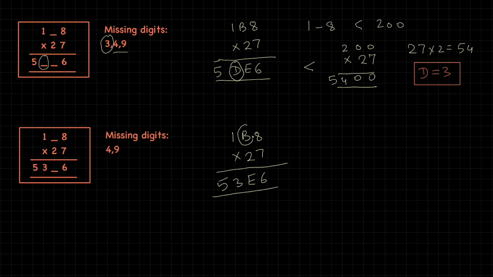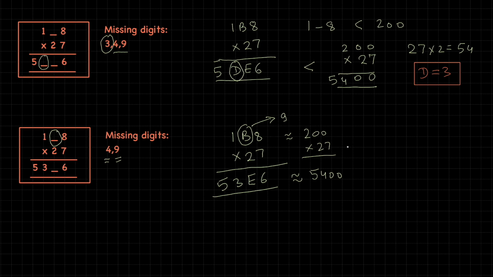Let's focus on B next, which is this digit here. There are only two possibilities left for B, 4 or 9. If we look at the result 53E6, this is close to 5400, a little bit less than 5400, and we know that 200 times 27 is 5400. So what that tells us is that the first operand 1B8 should be close to 200. So instinctively B should be a 9 because that makes 1B8 198, which is close to 200.